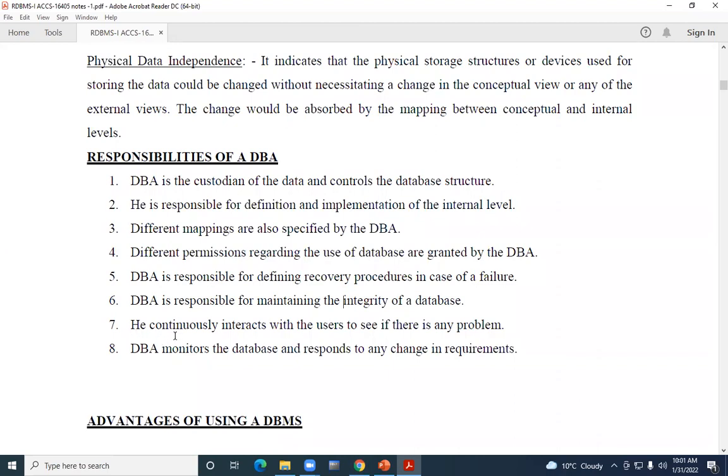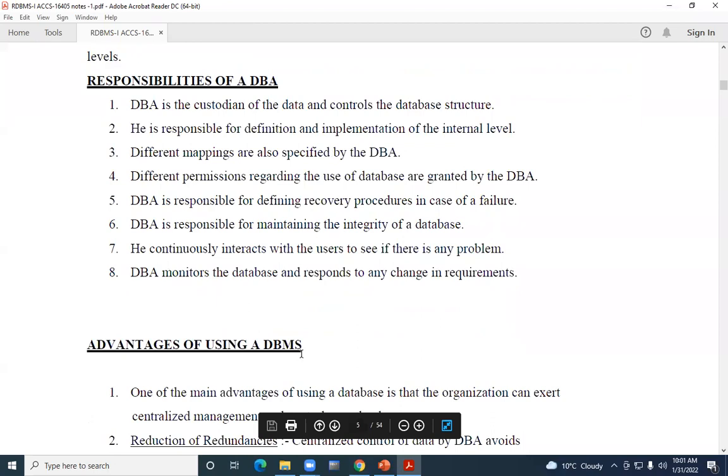And his task is also to continuously interact with the users of the organization to see if there is any problem. And if there are some changes required, then it is the DBA who monitors and makes the necessary changes. So, an important one: responsibilities of a DBA.